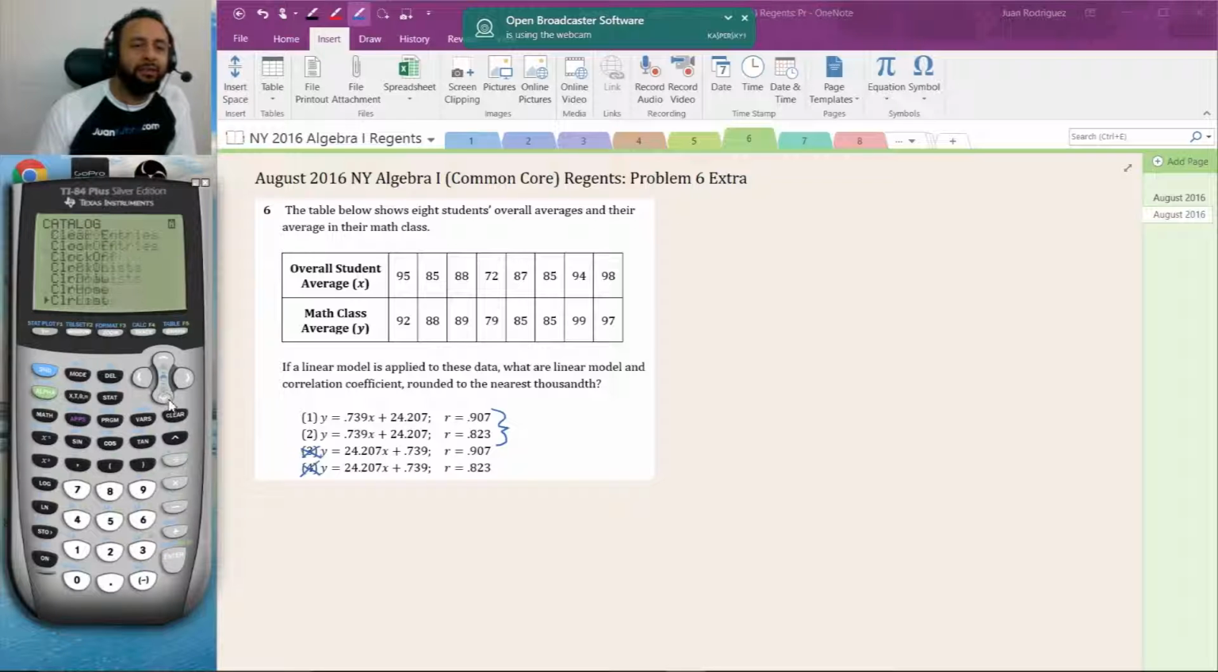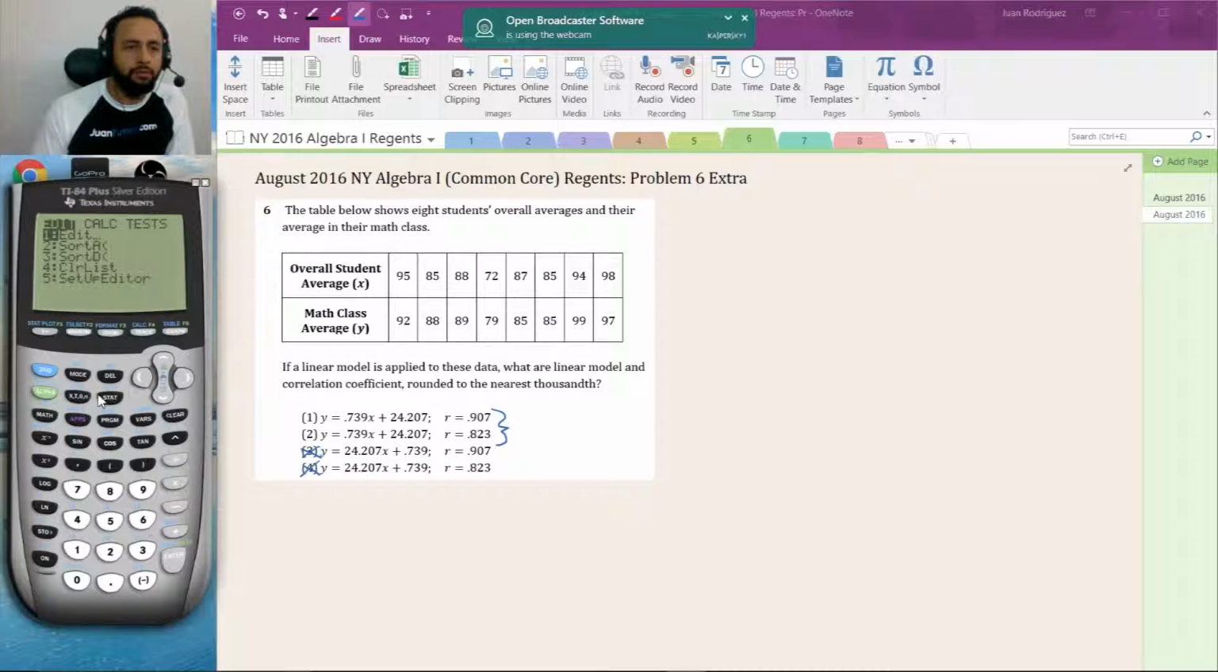But if you press the letter D, it'll go straight to the D words, and we're going to go to diagnostic on. Here's the thing. Diagnostic on. Press enter. Done. So that's why R wasn't available. Now it's going to give me the R values. Okay. So linear regression AX plus B.